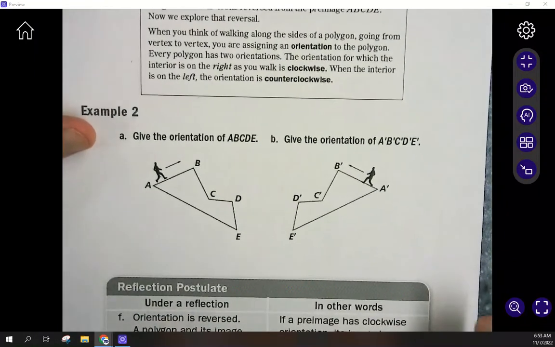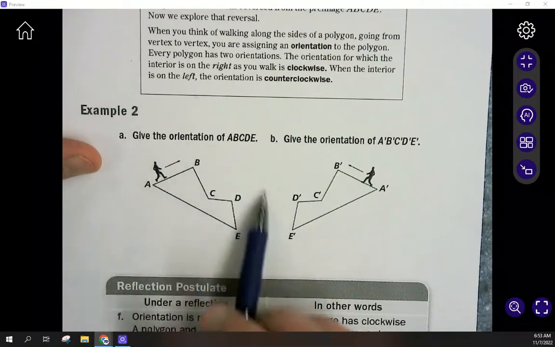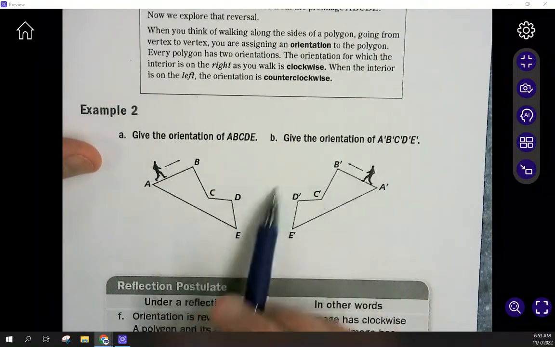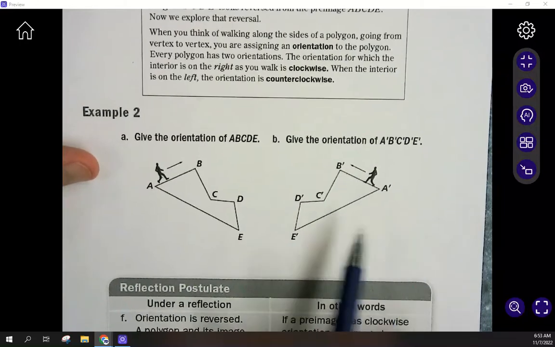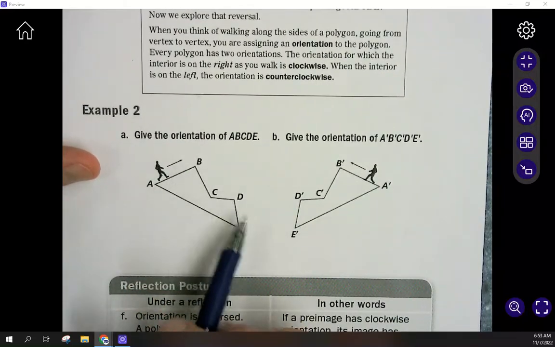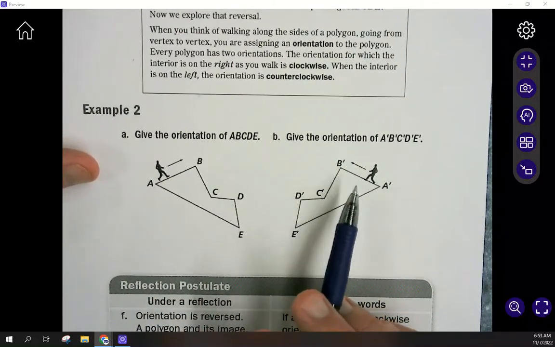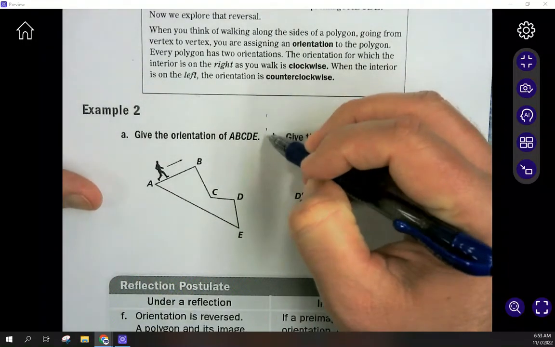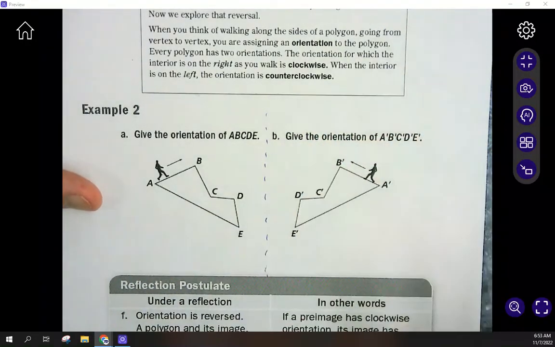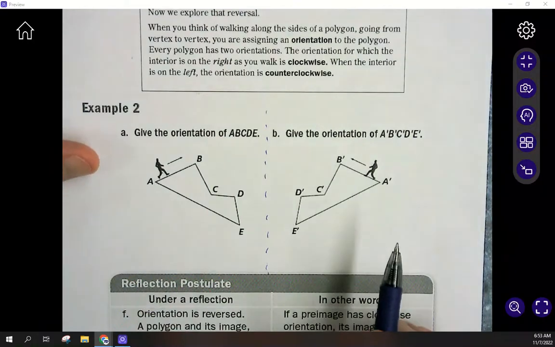So if the question asks you, what's the orientation of this figure? You're either going to say clockwise or you're going to say counterclockwise. They don't all start clockwise and then go counterclockwise when you find the image after a reflection. This kind of represents a reflection over this line right here, flipped over.